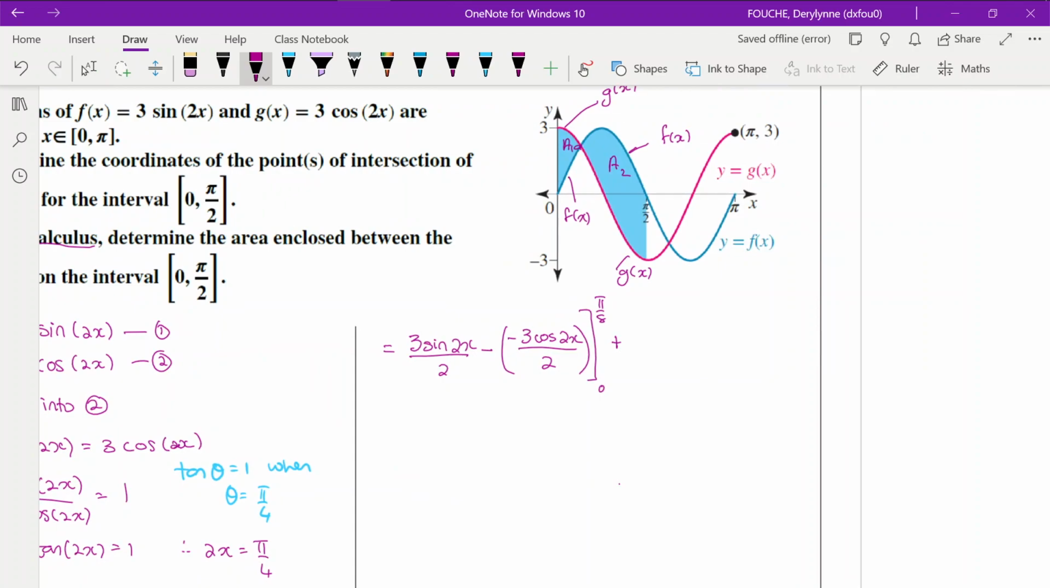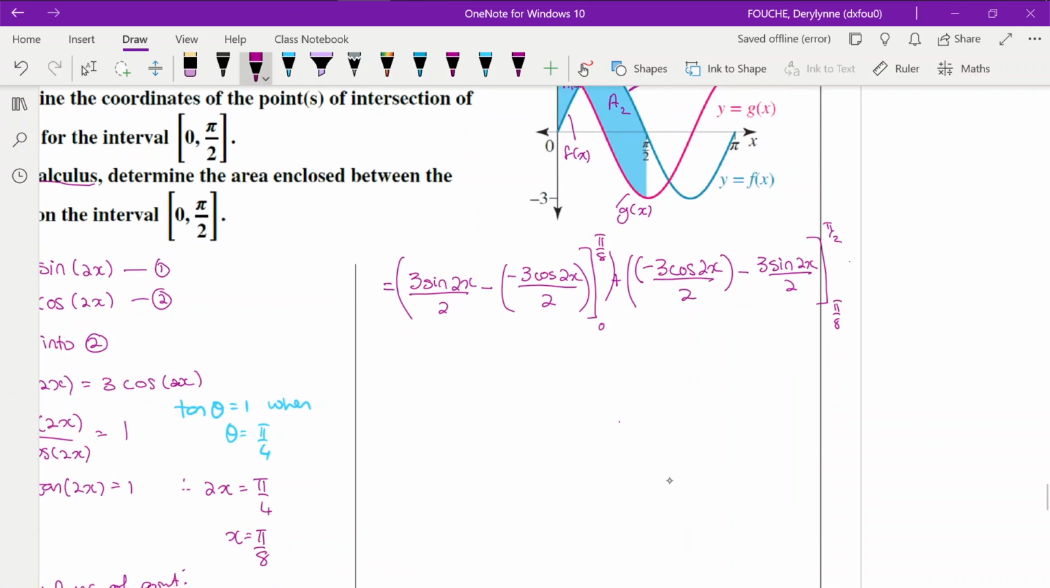And I'm going to add to that, you can put that in brackets if you like. Now, again, we've got a negative 3 cos of 2x on 2 minus 3 sine of 2x on 2, and that's going from pi on 8 to pi on 2. Alright, now when we're substituting in, you're going to find that it gets quite large, and then small and neat.